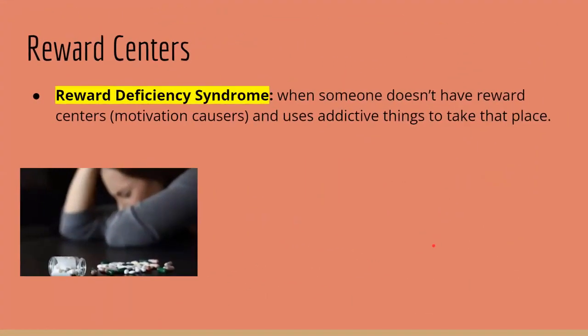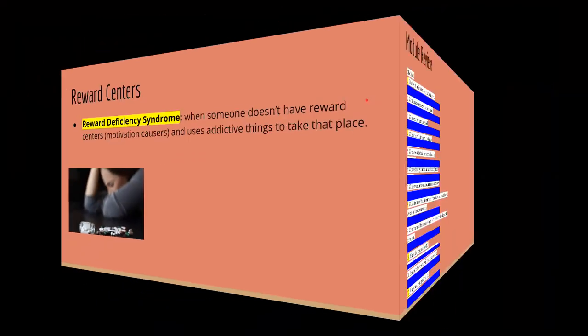Reward centers. These are just things that cause motivation. But if you have a reward deficiency syndrome, this is when someone doesn't have reward centers. So they use addictive things to take that place. That's why sometimes people have drug addictions.